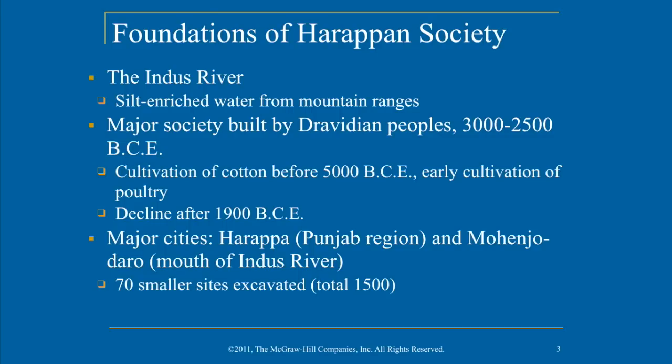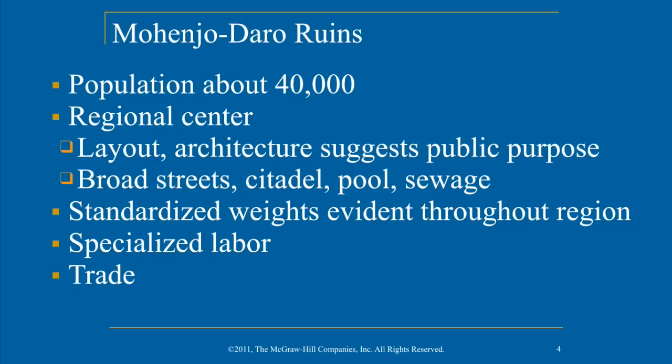As you can start to see the pattern that's emerging, the rivers that we are talking about and all the civilizations that we keep talking about grow up along the side of the rivers. I want you to keep in mind, why do you think the societies that we are discussing all seem to be centered around rivers or river valleys? There are 70 smaller sites that were excavated. In total, there were about 1,500 smaller sites. These are the foundations or the start of the Harappan Society. We're going to move on from there now.